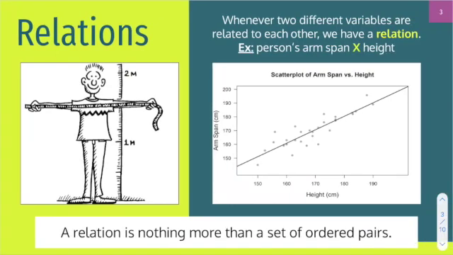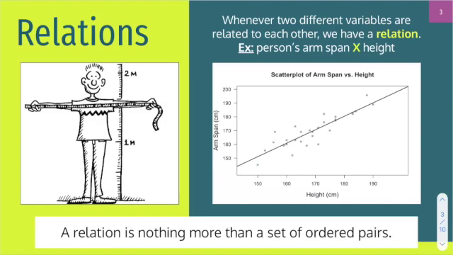Okay, so before we understand what a function is, we have to understand what a relation is, and it's pretty simple. Whenever you have two different variables that are related to each other, we have a relation. So for example, a person's arm span versus their height. There is a relation between a person's arm span and their height. If we were to measure each of your arm spans and heights, which we could do if we were in class, we could create a scatter plot where we would have height as a function of your arm span.